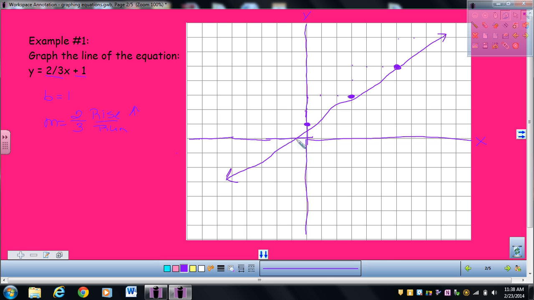And I have a nice little line there. Now check this out. I've got 2 triangles here. Look at that. I've got one there, and I've got one there. And they both have the same slope.